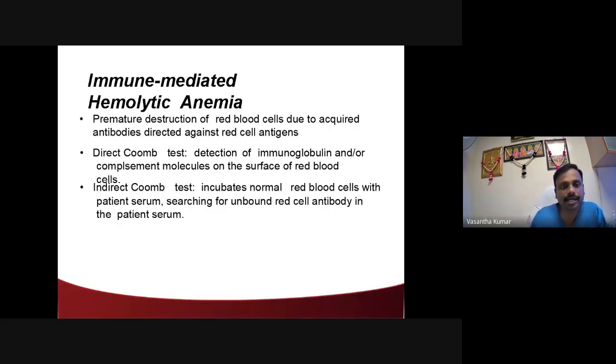Next is the immune-mediated hemolytic anemia. It is a premature destruction of RBC due to acquired antibodies directed against the red cells. Two tests which we commonly perform: one is the direct Coombs and the other is the indirect Coombs test.